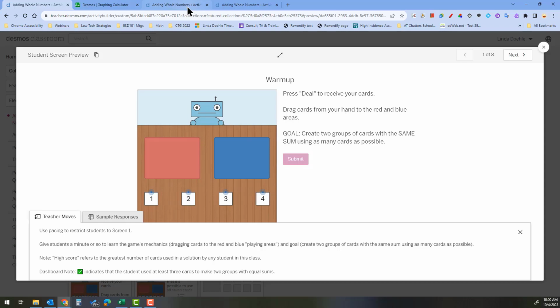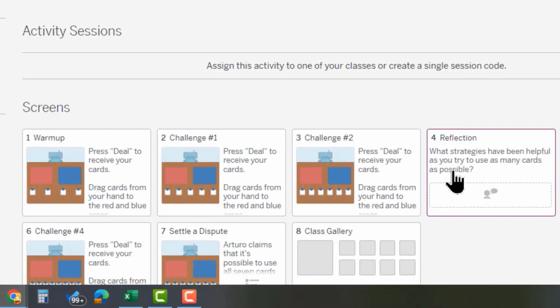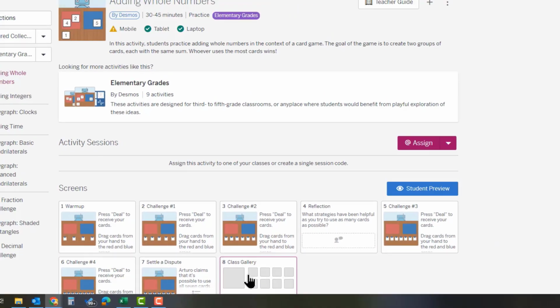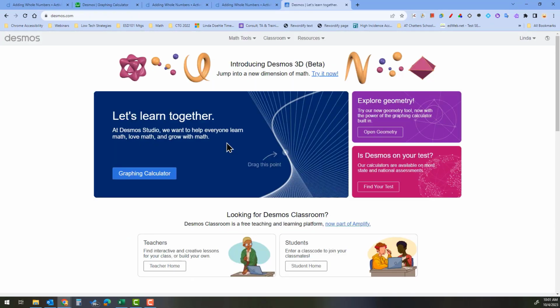Each of the lessons do include a reflection, as well as a way for you to watch your students doing the lesson. Check out Desmos and see how you can use it for your STEM classes.